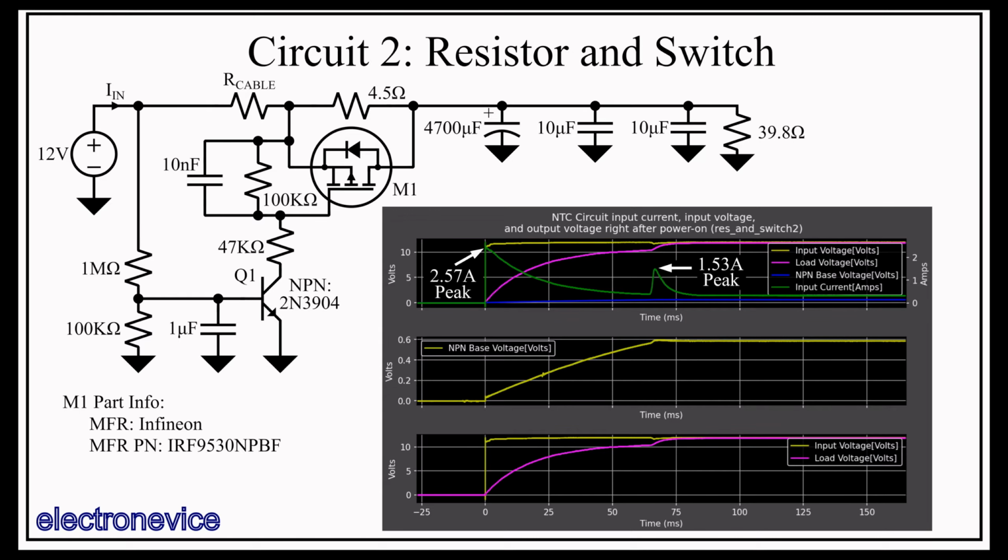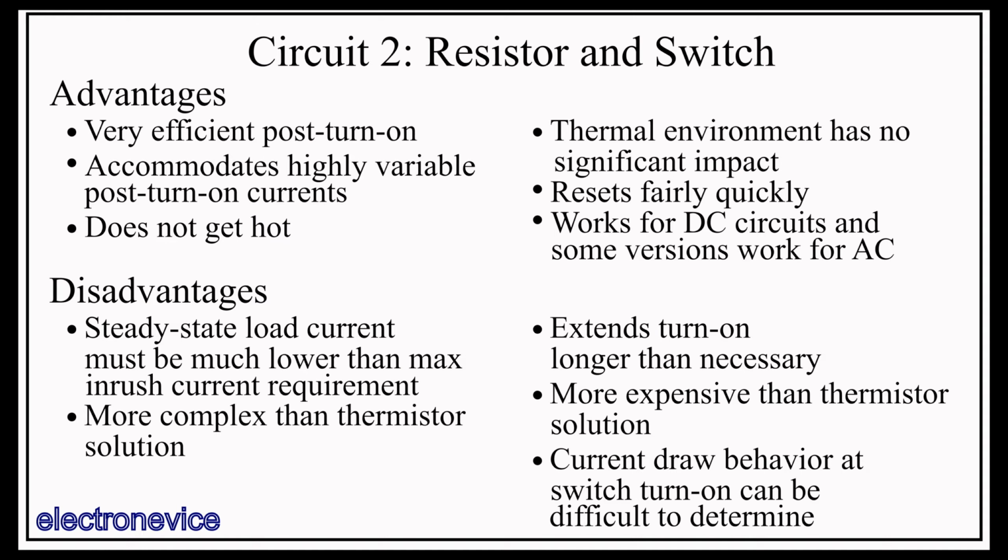So let's take a look at the advantages and disadvantages of this circuit. This circuit's biggest advantage over the NTC version is that it has a very efficient post-turn-on state where it's got a nice MOSFET or relay resistance as the only resistance in series with the power line. That resistance also doesn't increase if the load current decreases. So this circuit accommodates highly variable post-turn-on currents.